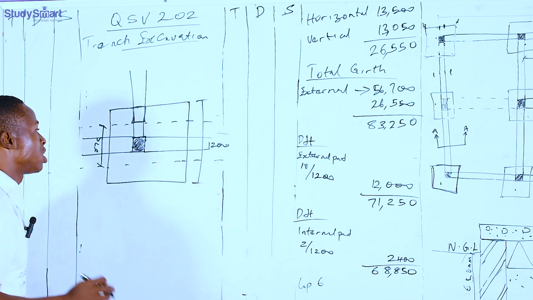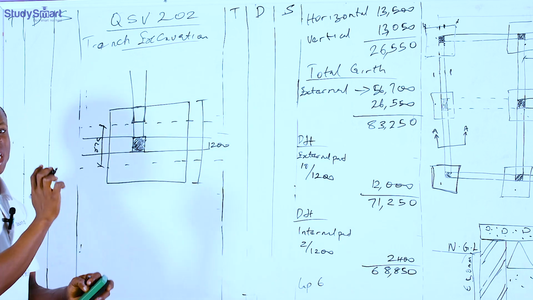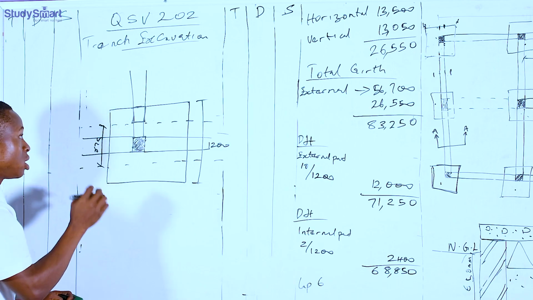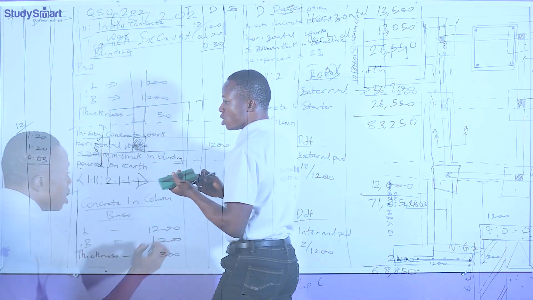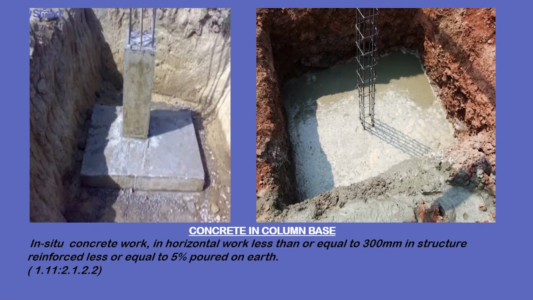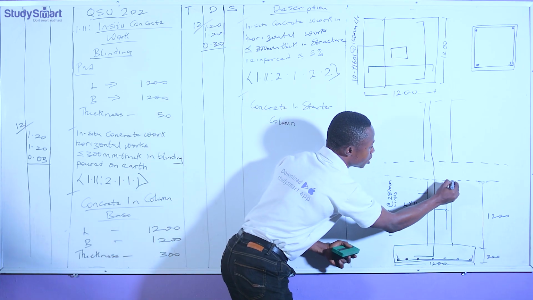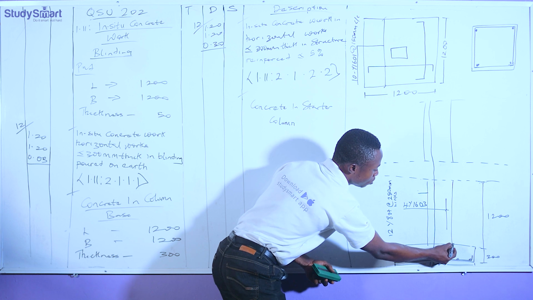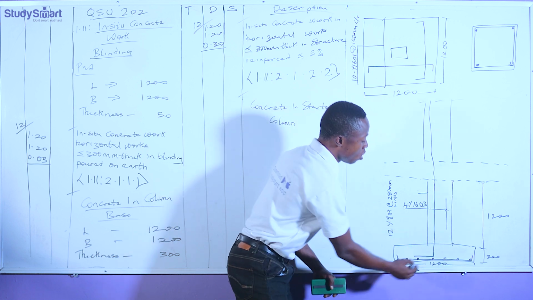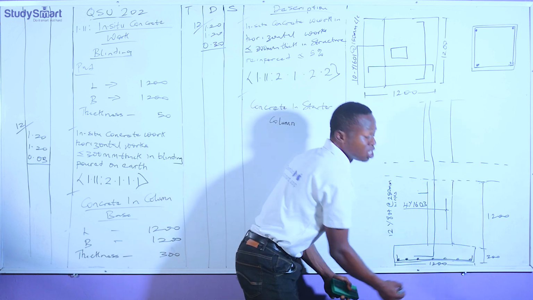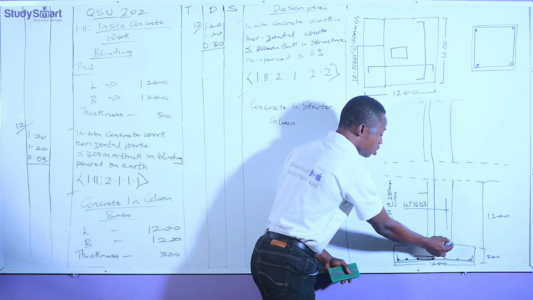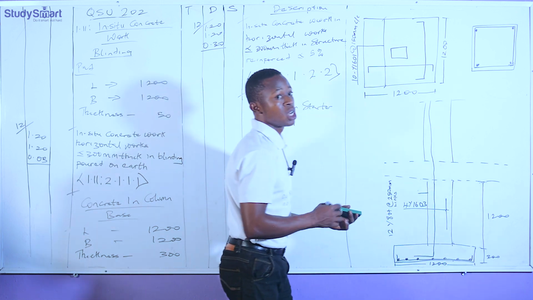And how are we going to get it? We know from this place to this place is 1,200. So we have the starter column. You can see it from the slide. That's the column that is going to project upward. This is an example of the starter column. From here to this place is the starter column. From this place to this place is the column base. So we need to calculate the concrete from this place to this place. And how do we calculate it?